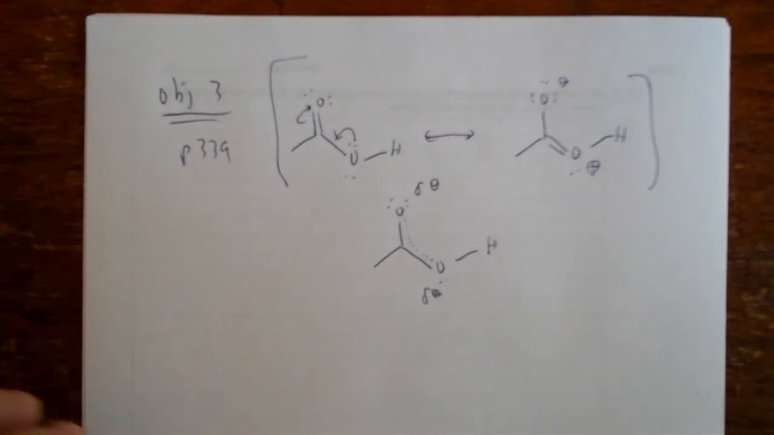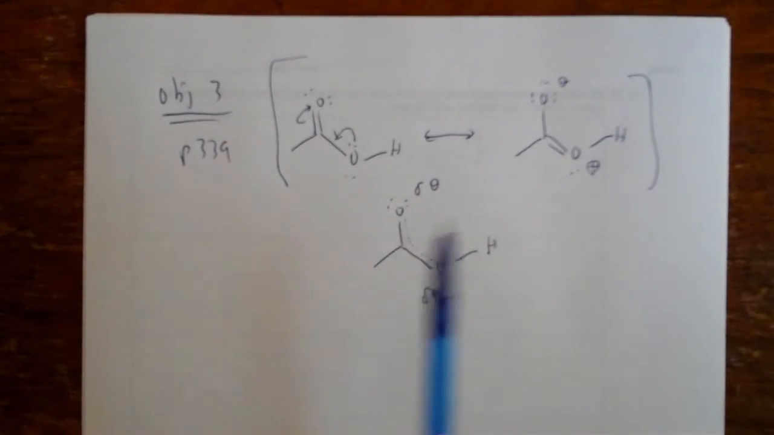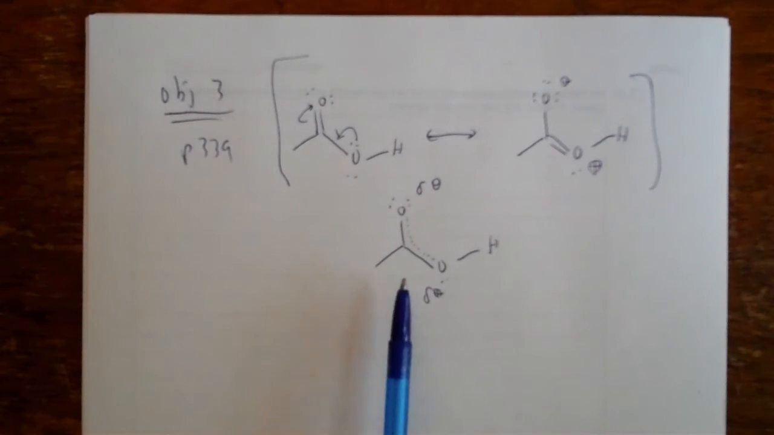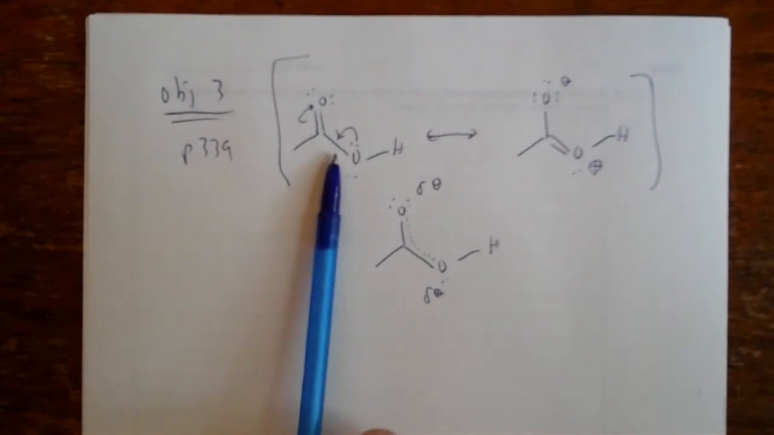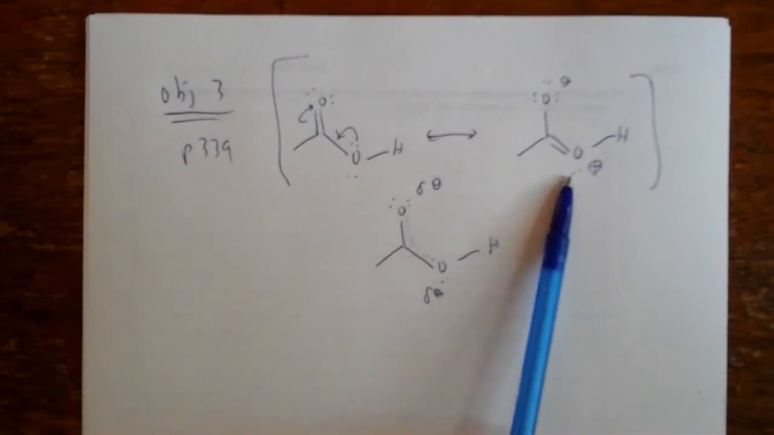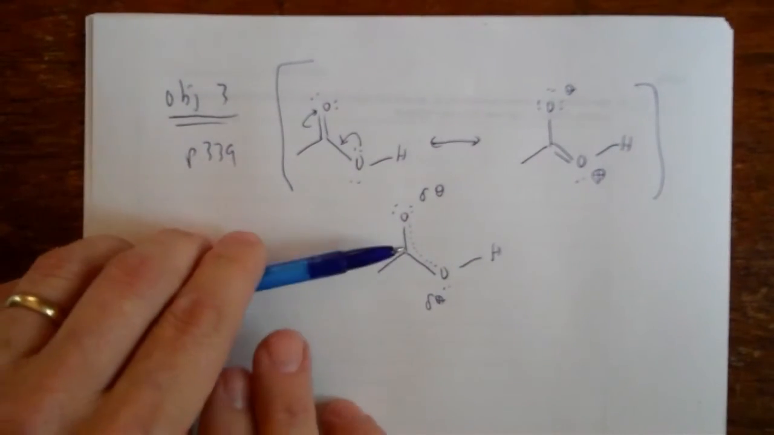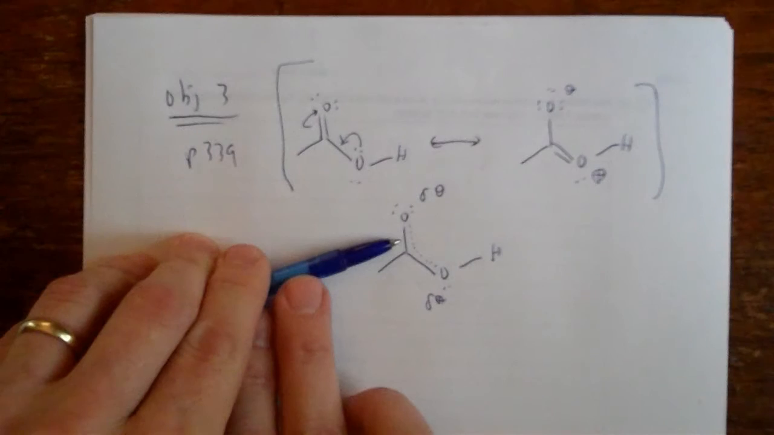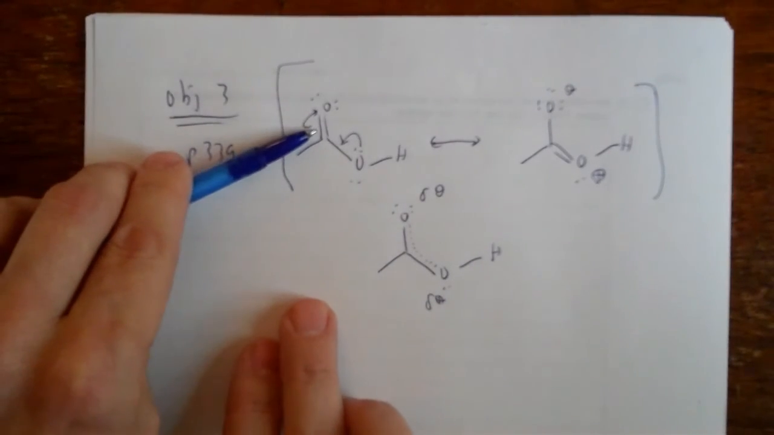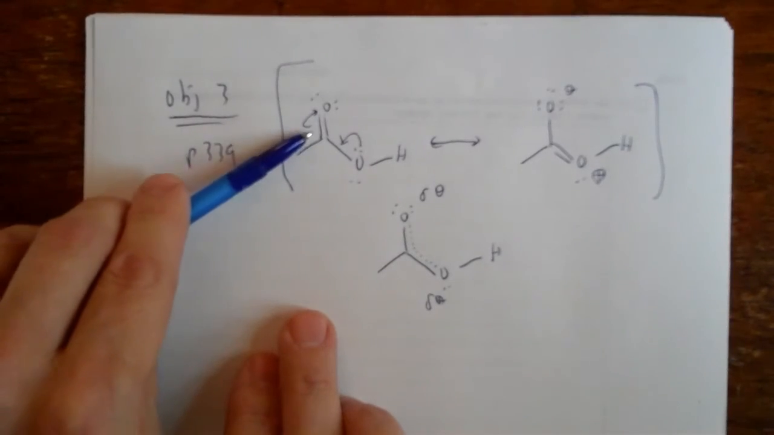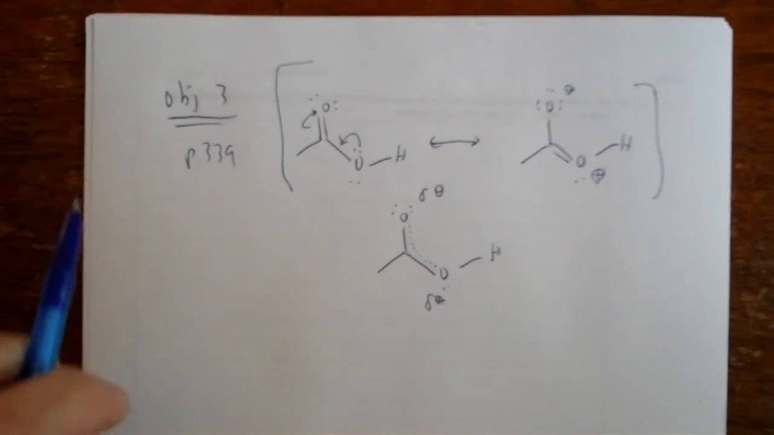all right, now the point that's made on page 339 is that while these two both contribute to the resonance hybrid, they don't contribute equally. Why? Because this one's far more stable. So the resonance hybrid far more represents this, or far more looks like this, than it does like that. In other words, the bond order of this bond is not 1.5. It's much closer to what? The bond order of this bond is much closer to what? It's much closer to 2, because this is the more stable resonance contributor.